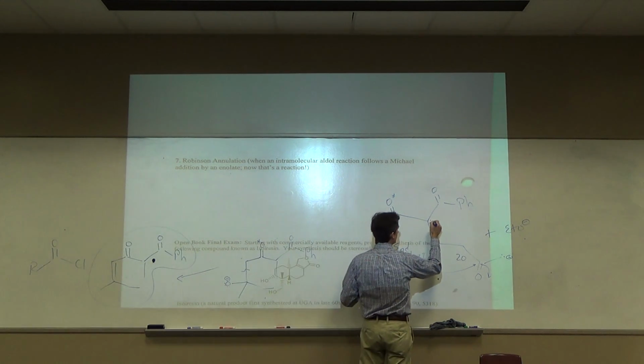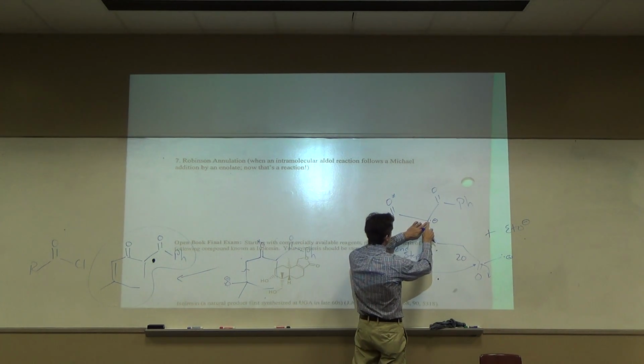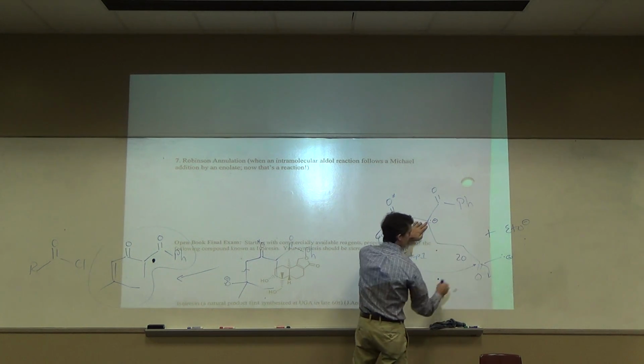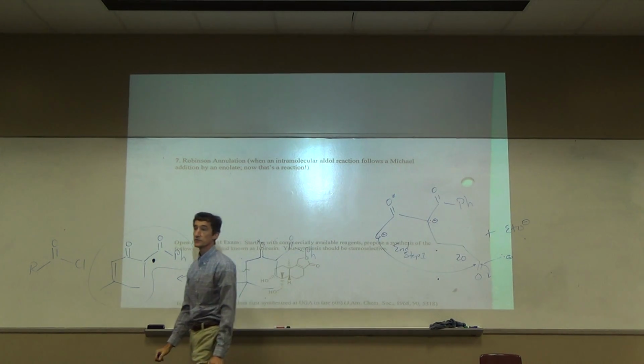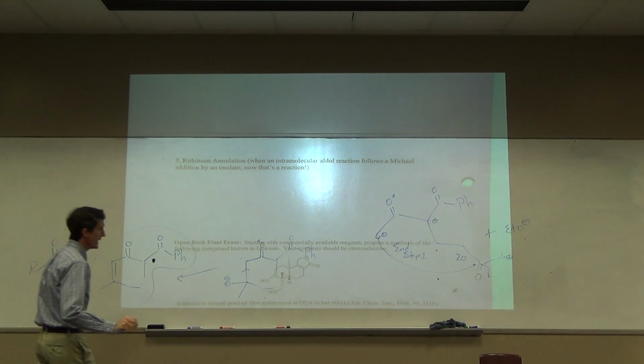Now this here, it can attack something. Well, that's not attacking, that's resonance. If it attacks here, that'd be a 4-member ring. And that's not as likely as the two 6s that are possible. Okay? All right.